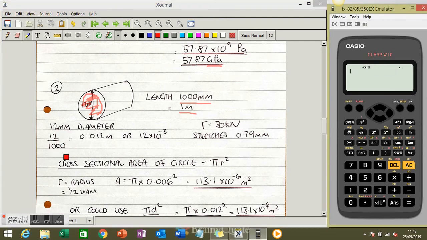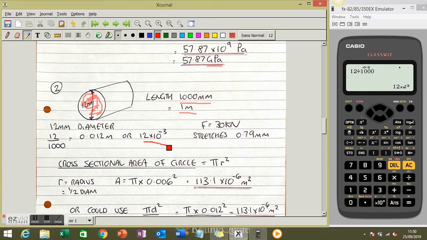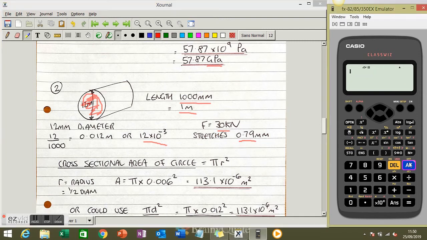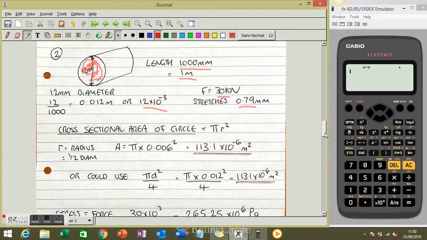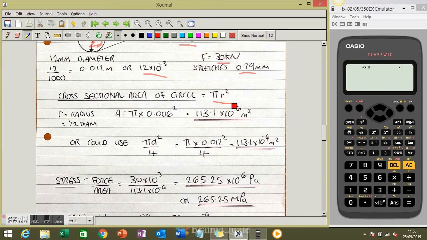I'll convert that into meters. 12 divided by 1000 gets into meters: 0.012, or 12 times 10 to the minus 3. That's our diameter. We know we've got a force of 30 kilonewtons and it stretches by 0.79. 30 kilonewtons, don't forget, is 30 times 10 to the 3, so it's 30,000 newtons. First of all, work out the area.